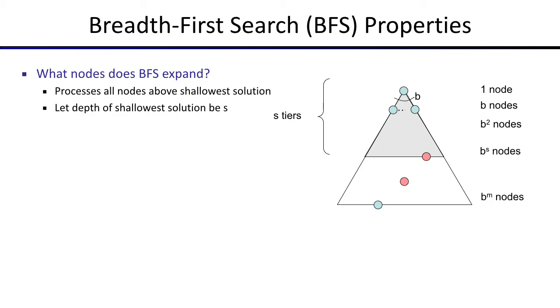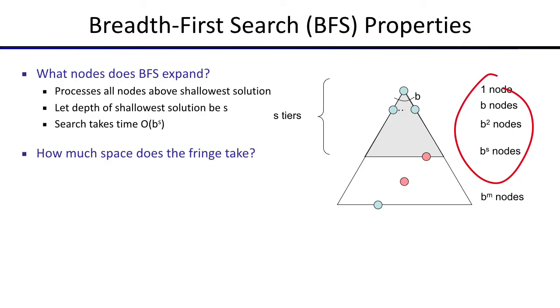And so now the number of nodes we've looked at is the sum of all of these: 1 plus b, plus b squared, all the way to b to the s. O of b to the s. How much space does the fringe take? Well, in this case, our fringe can take up the entire width of whichever level of the tree we're currently searching. In the worst case, the only solutions are going to be all the way at the bottom, and so we will have the entire bottom row. Or more generally, wherever the first solution we find is, at depth s, we'll have b to the s different nodes in the fringe. So that's the space complexity.